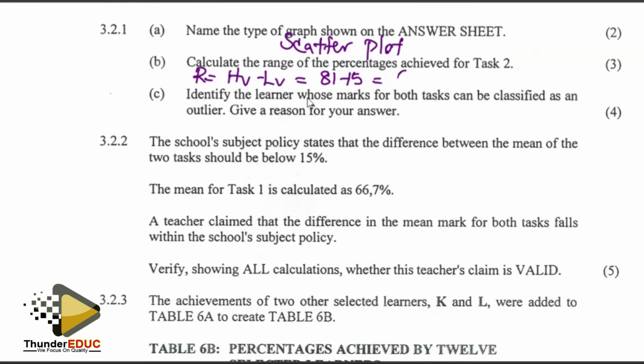Whereby we get the range as 66. 66. We go on and we see the answer here.